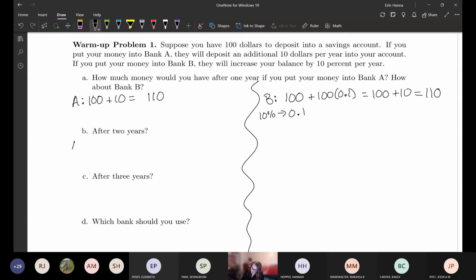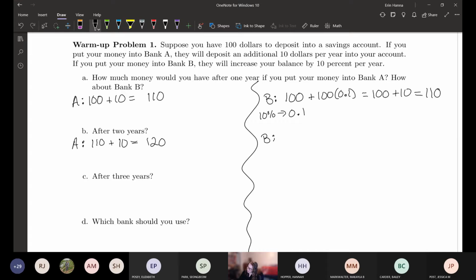What about after 2 years? Well, for bank A, at the end of the first year, you had 110. So starting year 2, you have $110. Oh my gosh, I can't talk. At the end of the year, they're going to deposit $10, so you're going to end with $120.